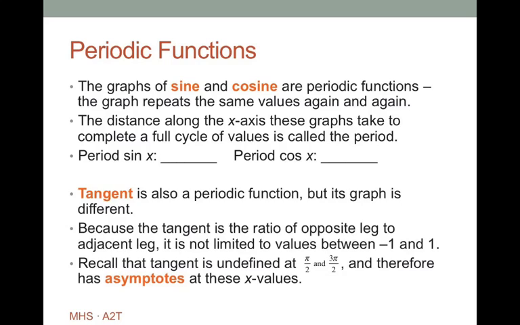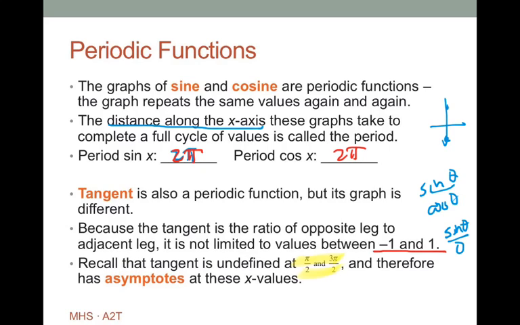Okay? What do you think the period for a sine function is? 2 pi. And what about a cosine function? 2 pi, also 2 pi. So both will repeat after 2 pi. So wherever you start, if you look 2 pi later, you're going to get the same exact value. It repeats. It's cyclical, again and again.